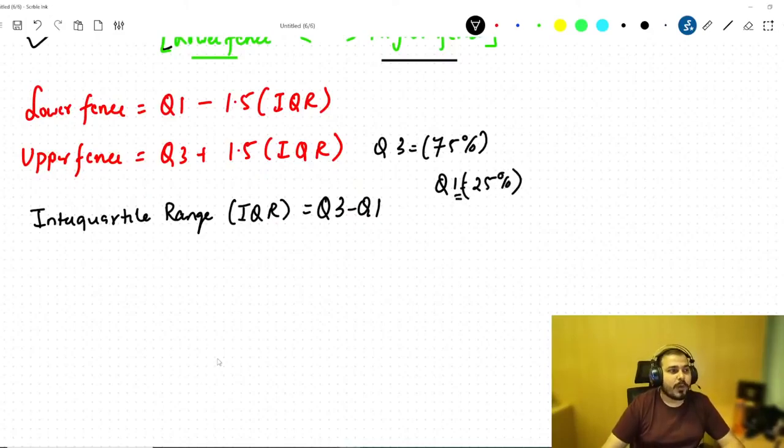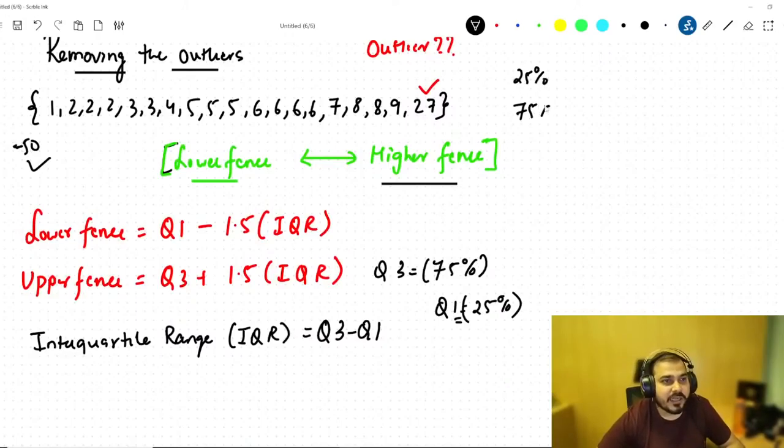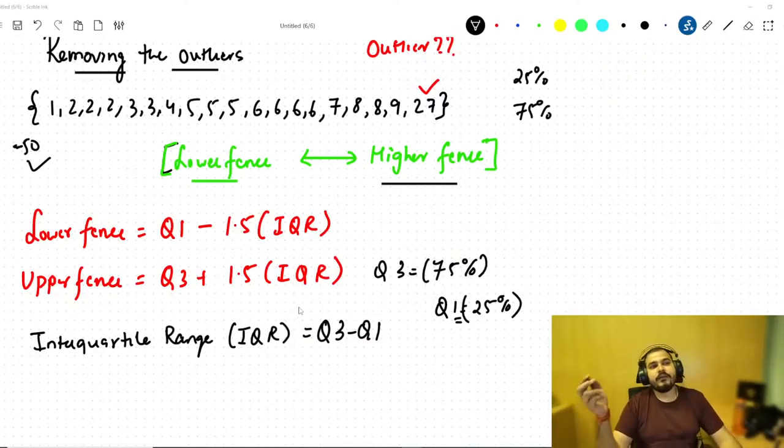Now quickly check this distribution and try to find the 25th percentile. What exactly is the 25th percentile? What exactly is the 75th percentile? Do it in front of me. Q1 is the 25th percentile. Now quickly calculate the interquartile range and tell me the answer.